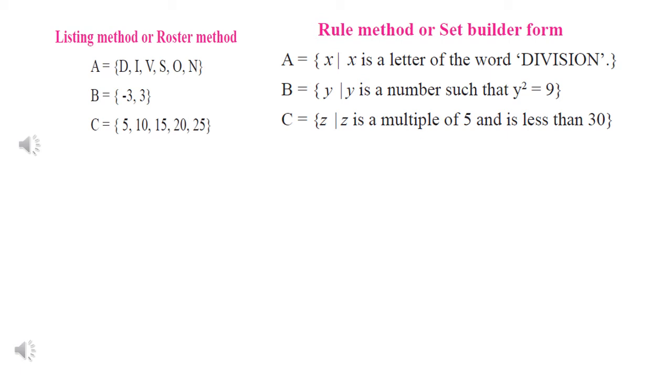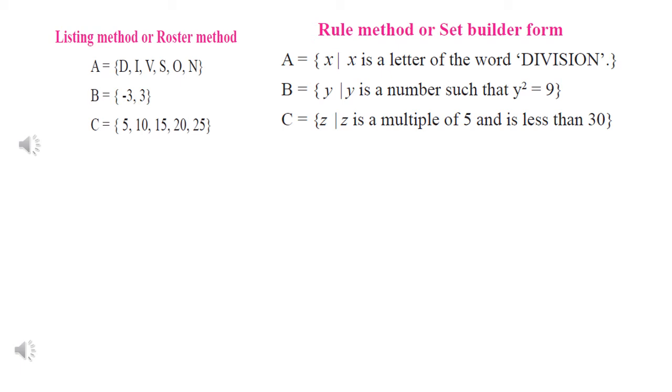Here, y such that y is a number such that y square is equal to 9. So here we have found some relation between minus 3 and 3. When we find the square of either of them, we get 9 as the answer. Whether I find the square of -3 or the square of 3, I get my answer 9. So that's why they have written here y such that y is a number where y square is equal to 9.